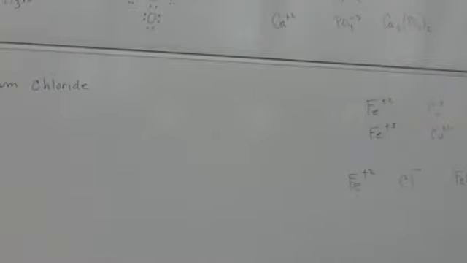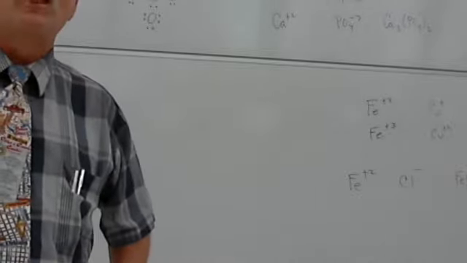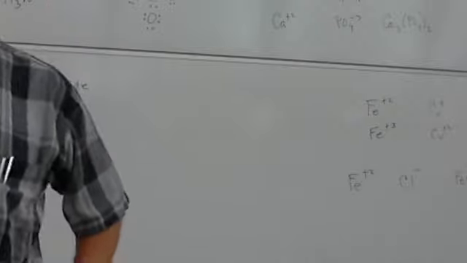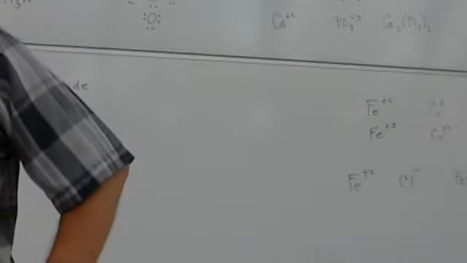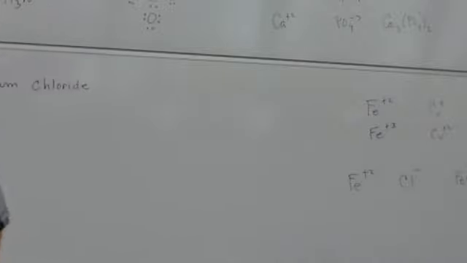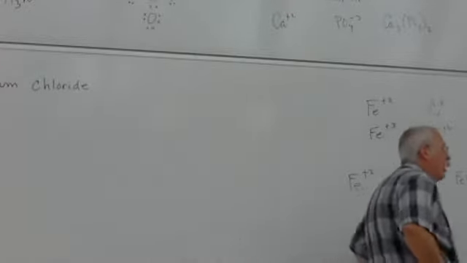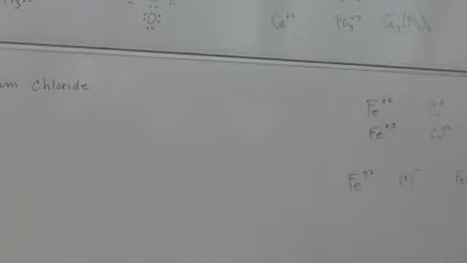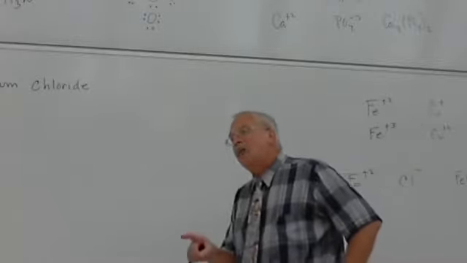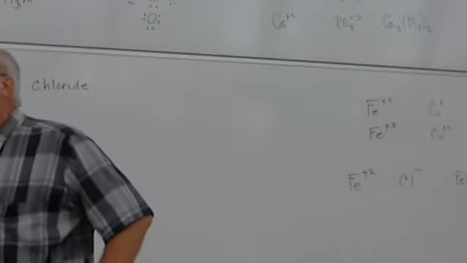The Roman numeral is the charge on the metal ion. If you have a highlighter, highlight that statement. The Roman numeral is the charge on the metal ion. Now, let me tell you what I did not say. The Roman numeral is not how many there are in the formula.